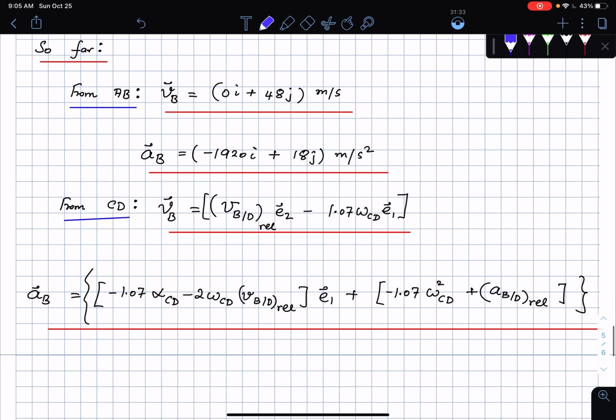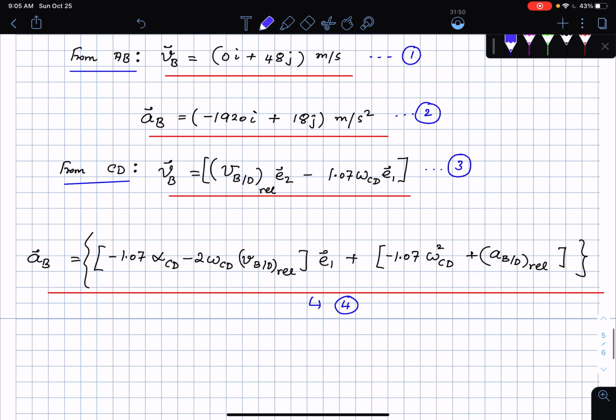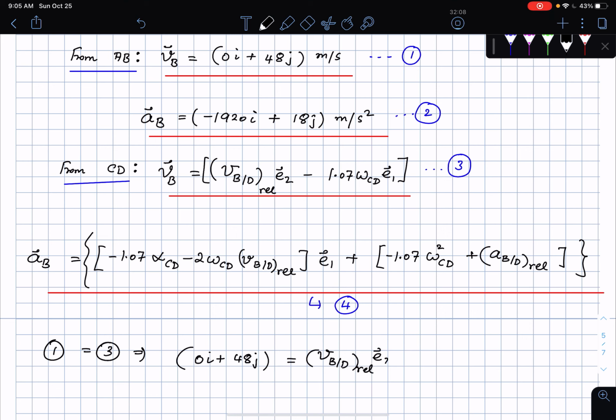And obviously you see that, if I call this equation 1, this equation 2, equation 3, and this equation 4, then equation 1 is equal to equation 3. That's exactly what I'm going to be doing. So equation 1 is equal to 3, which implies that 0 I plus 48 J is equal to VB/T relative in the E2 direction minus 1.07 omega CD in the E1 direction.